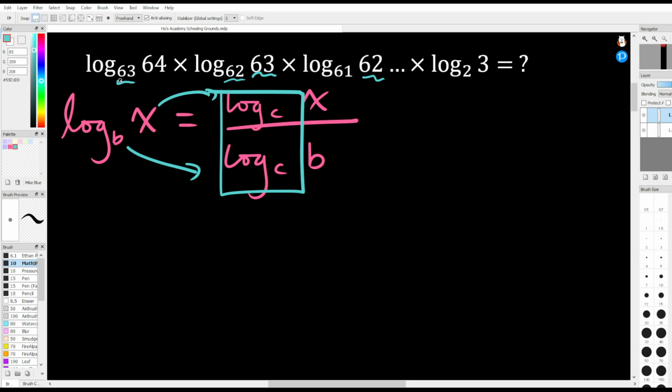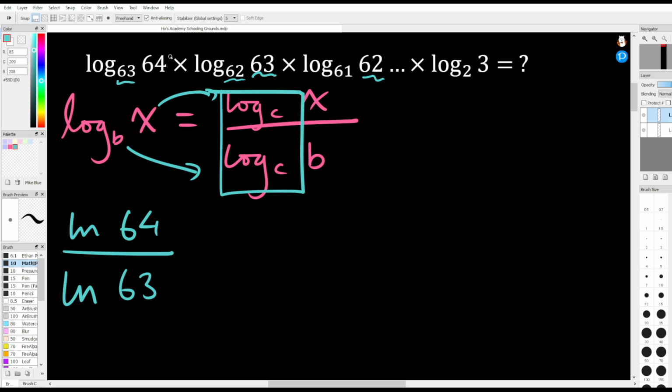So log base 63 of 64. You can split this up into, well, let's use the natural log. Natural log of 64 over natural log of 63. Now, there's no particular reason why I'm using the natural log. This is just a choice to make it easy to read.